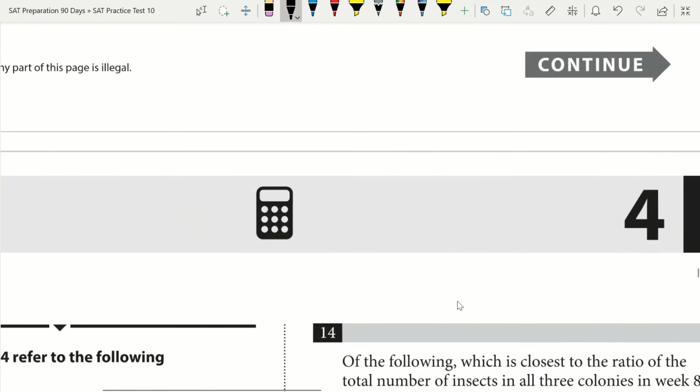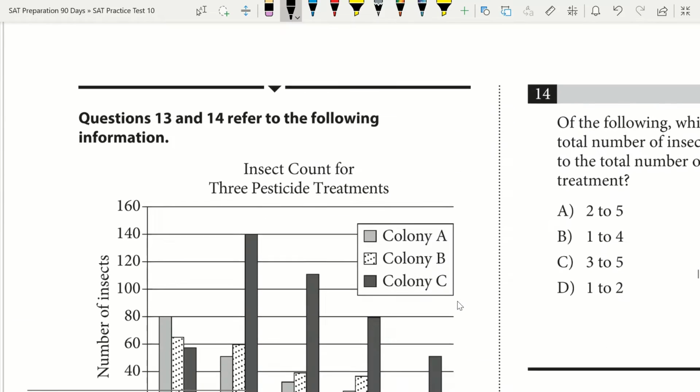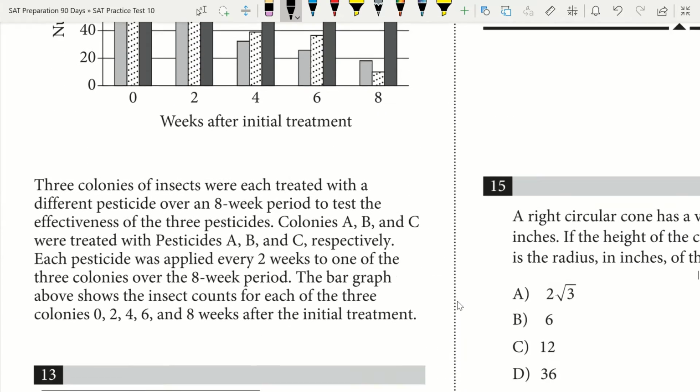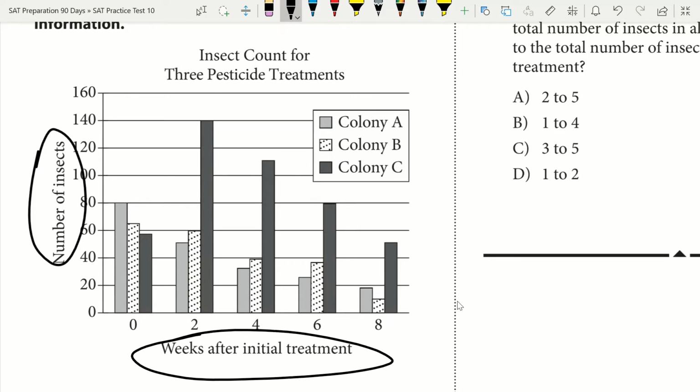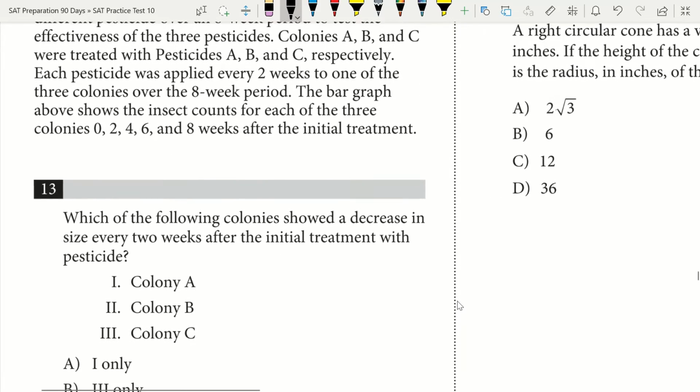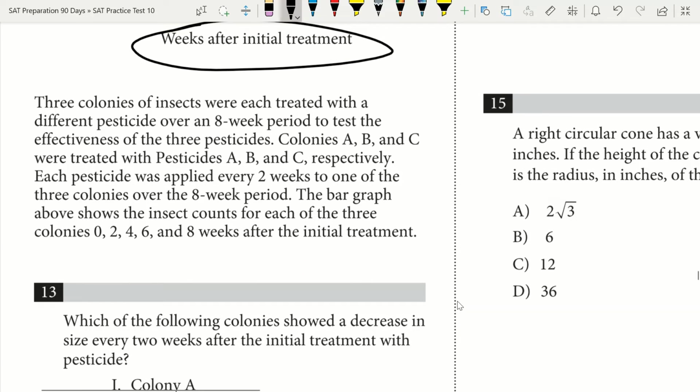All right, moving on, we got question 13 and 14, and we see that that's a paired question set according to this graph. We've got 3 colonies. I look at my options on my axes. I've got number of insects as my y-axis, weeks after initial treatment as the x-axis, and then I've got my 3 colonies represented as well. I'm told that this is the insect count for 3 pesticide treatments. When I'm looking at graph questions, I always want to look at my axes and my titles as well as what each bar graph represents.